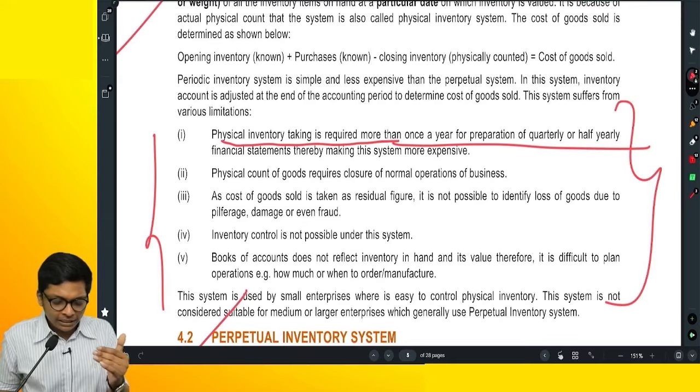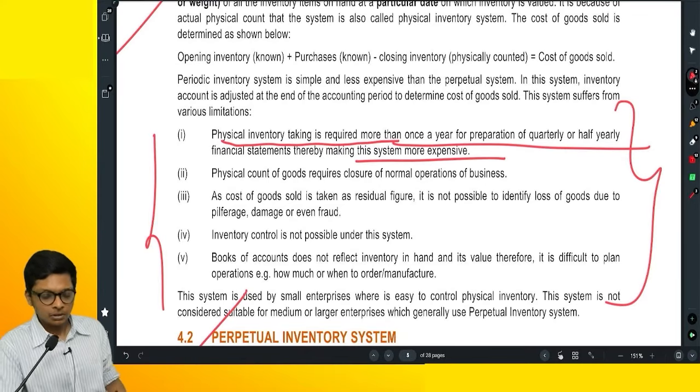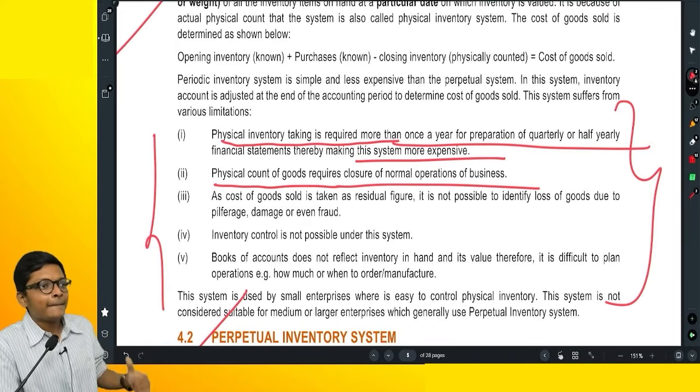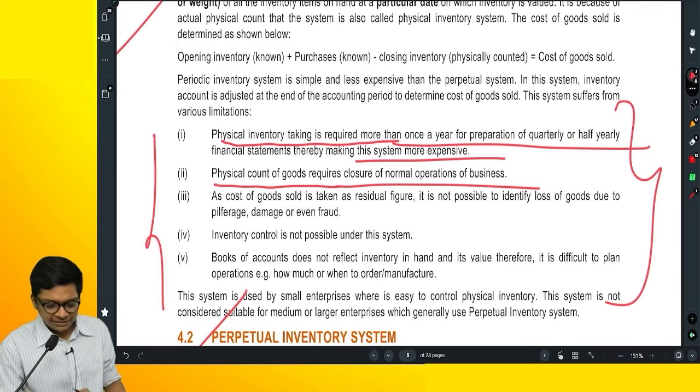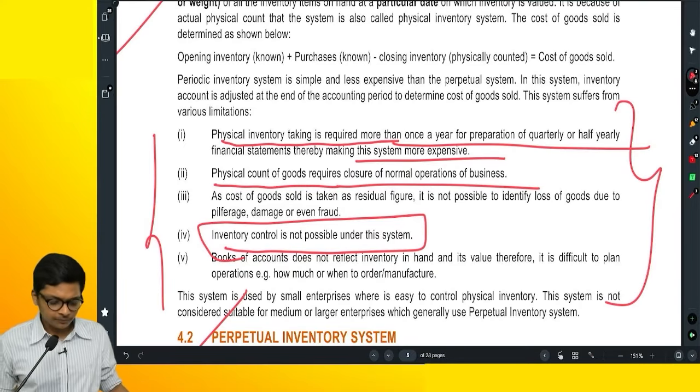Sometimes you must do quarterly or half yearly. If you want this, every time you do it, it becomes expensive. Time. Next, physical count of goods requires closure of business, normal closure of business. Inventory control is not possible under this system. How can I control? Because I'm doing only once a year. Daily I won't have control. Like a gold shop, daily I know how much is left.